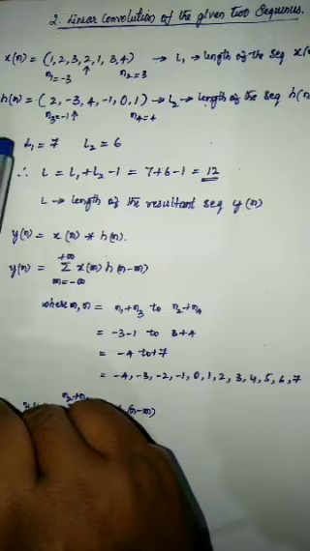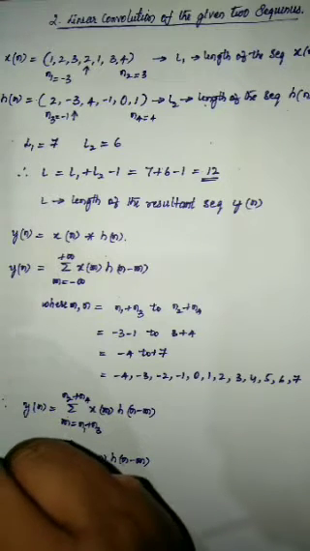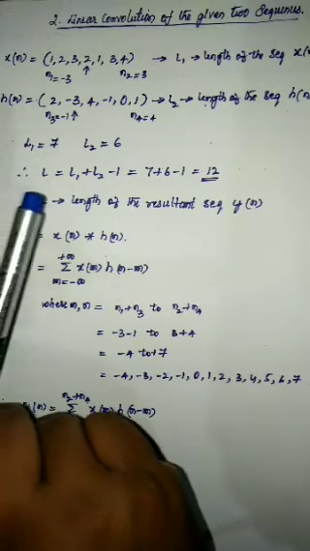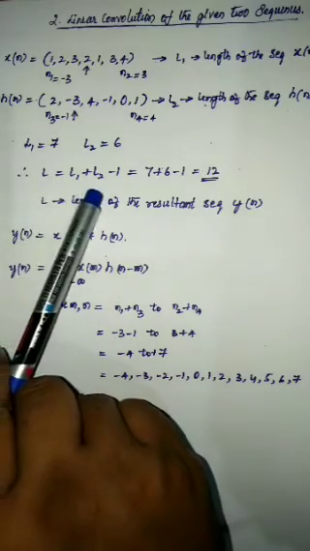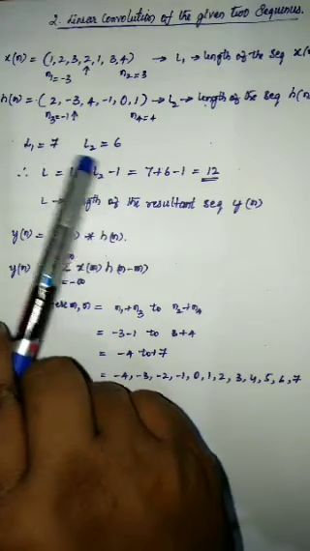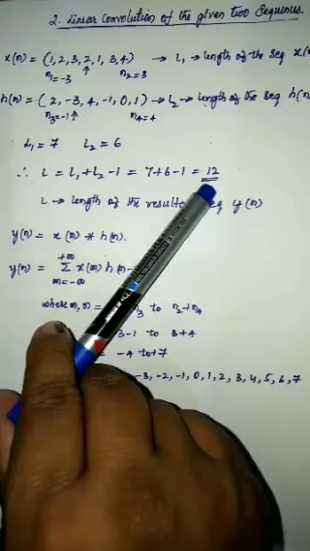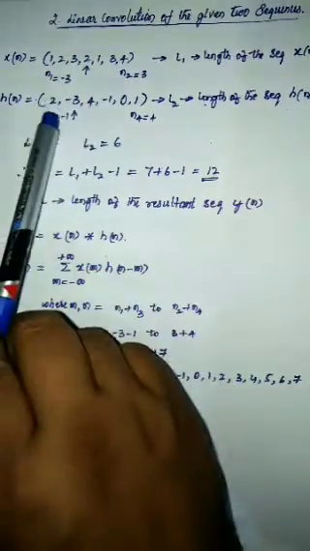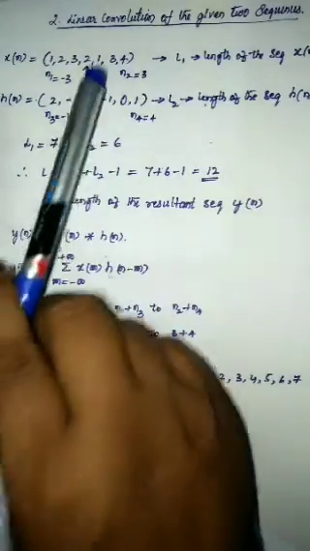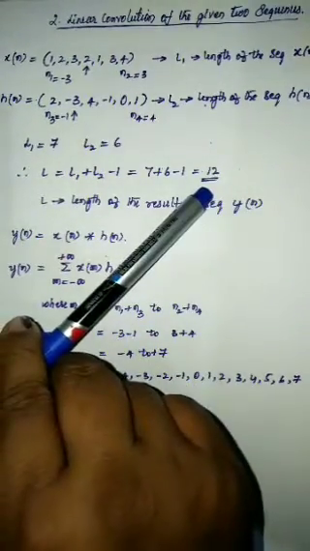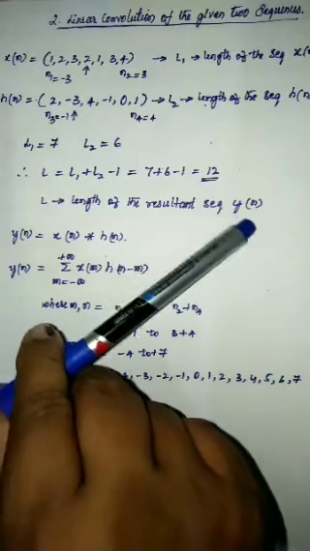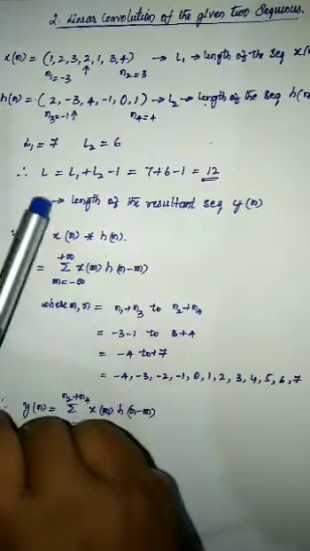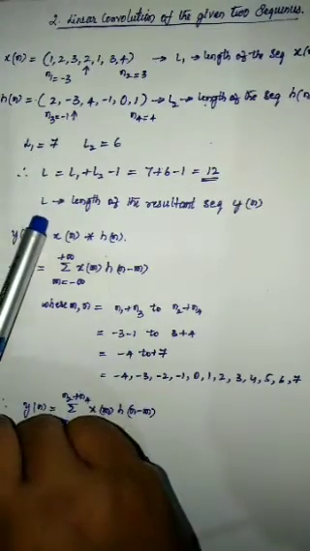According to the formula to compute the length of the resultant sequence, L is equal to L1 plus L2 minus 1, which is 7 plus 6 minus 1, equal to 12. The length of the first sequence is 7, the length of the second sequence is 6, therefore 7 plus 6 minus 1 is equal to 12, which should be the length of the resultant sequence y of n, and that is denoted by L here.